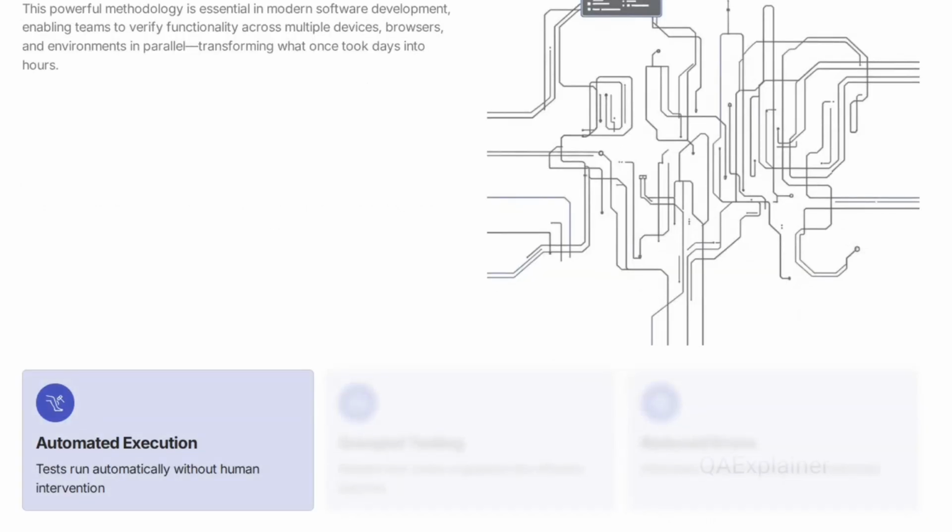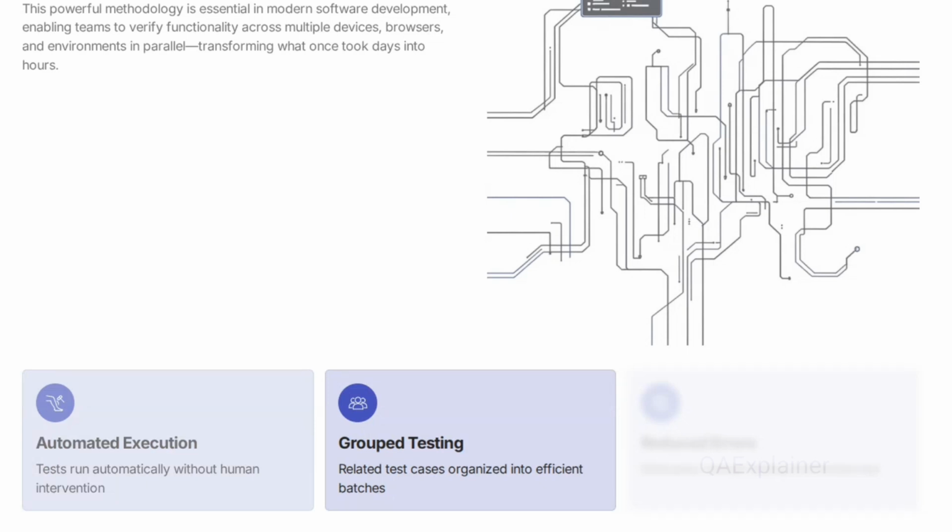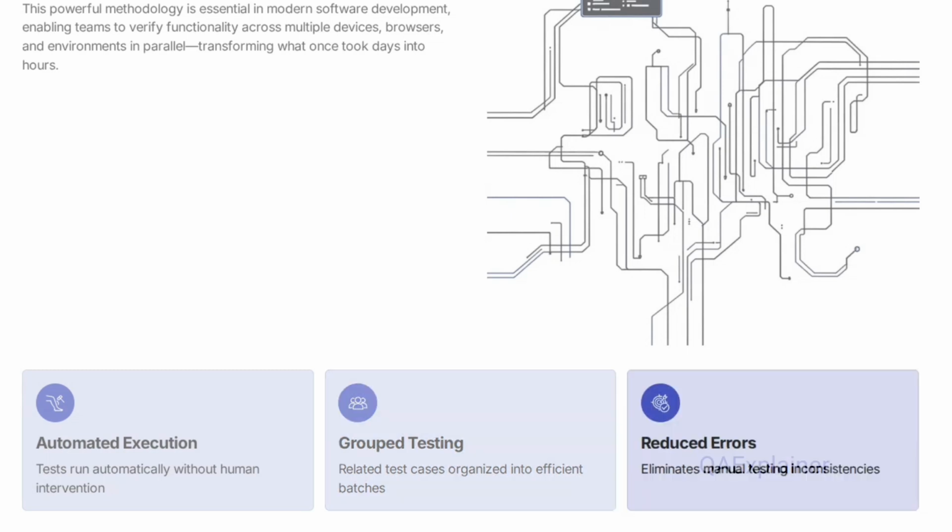So how does batch testing work? First thing is automated execution. Here we are running the test cases automatically without any human intervention, and we can use a CI/CD pipeline like Jenkins or any other CI/CD tool. Next, it is group testing. All the test cases are organized into groups and we make an efficient batch. If we run that batch, it will run all the organized test cases or test scenarios. That's why it's called group testing. Another is that it reduces errors. We are eliminating manual test cases fully, and without manual test cases we are running our automation test suite.